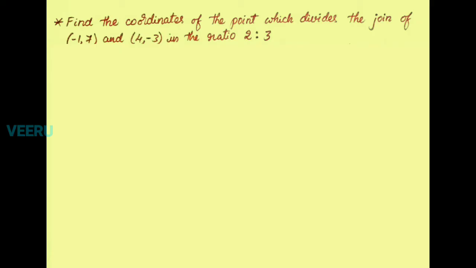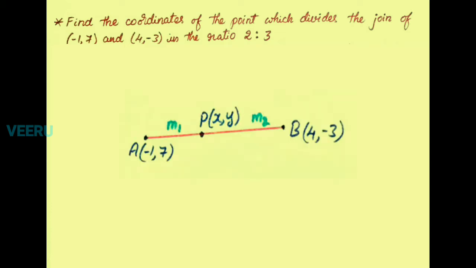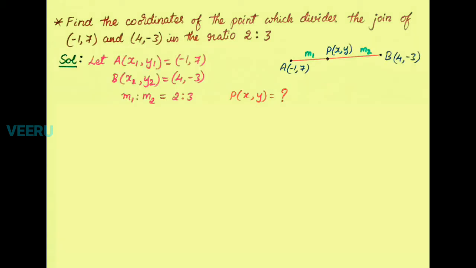Let us see some problems. Find the coordinates of the point which divides the join of (minus 1, 7) and (4, minus 3) in the ratio 2 is to 3. It means we have to find the coordinates of the point P which divides the line segment AB in the ratio 2 is to 3. Let us see the solution.